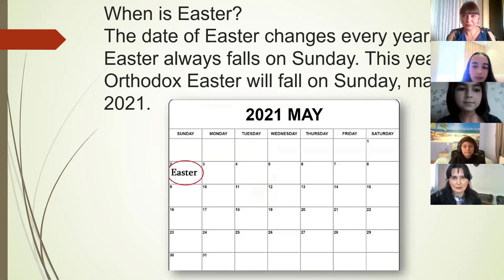When is Easter? The date of Easter changes every year. Easter always falls on Sunday. This year, Orthodox Easter will fall on Sunday, May 2, 2021.